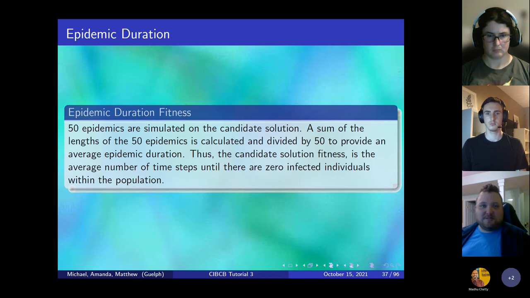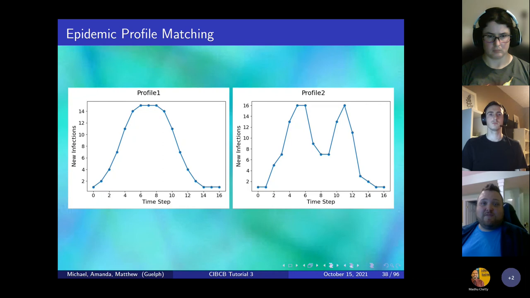Next is profile matching fitness. So for that, we need epidemic profiles. In our work, we use a total of 9 profiles and displayed are 2 of them. And so on the x-axis is the time step, so the number of days since somebody became infected. And on the y-axis is the new infections for that day. I'm sure we've all seen plenty of these, more than we wanted to, over the last 2 years.